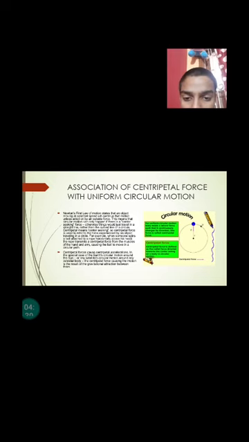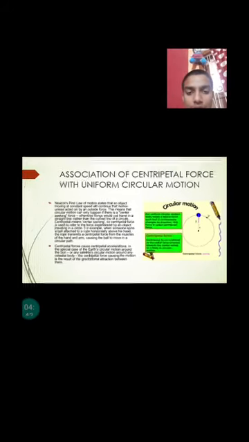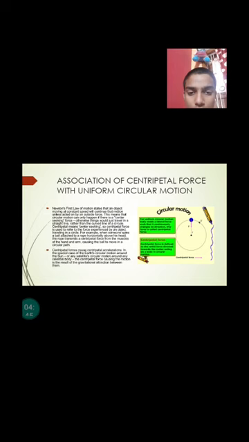In the special case of Earth's circular motion around the sun, or any satellite or celestial body's circular motion, the centripetal force causing the motion is the result of the gravitational force between them. Now here we can see a figure which shows uniform circular motion.